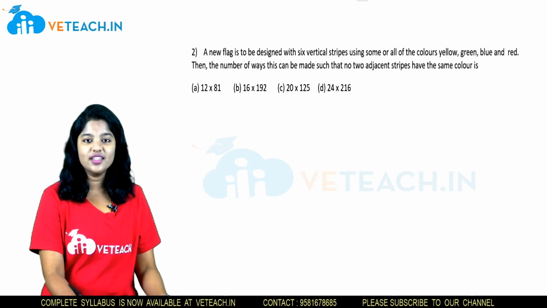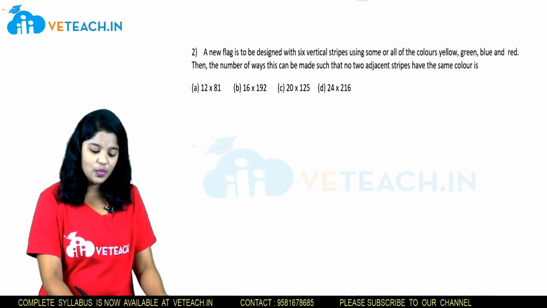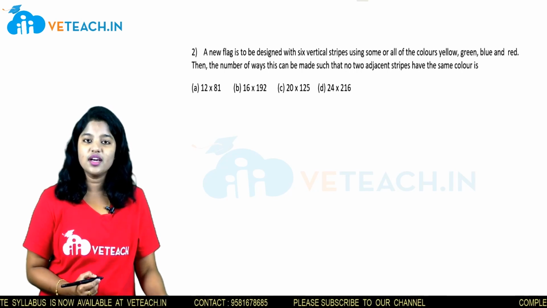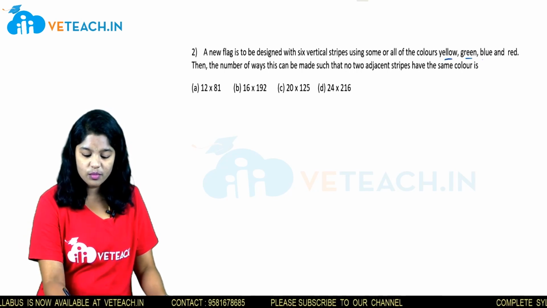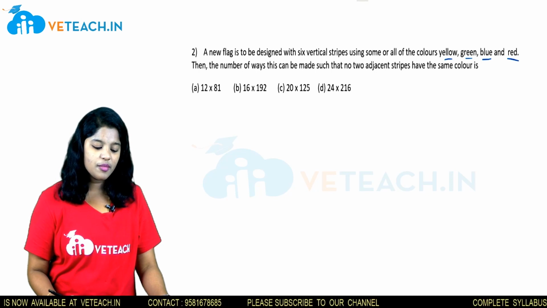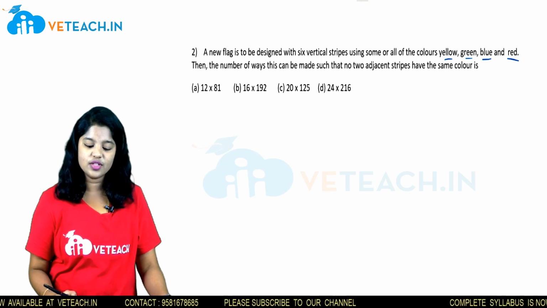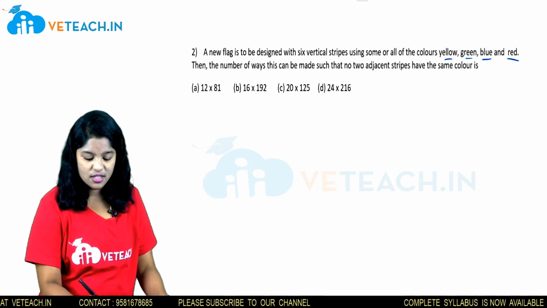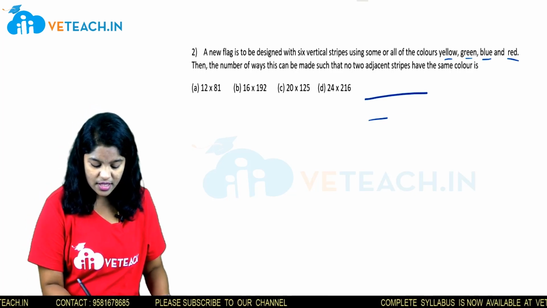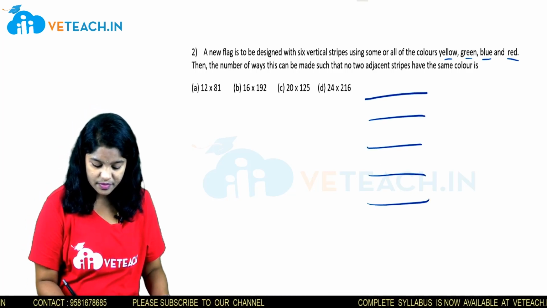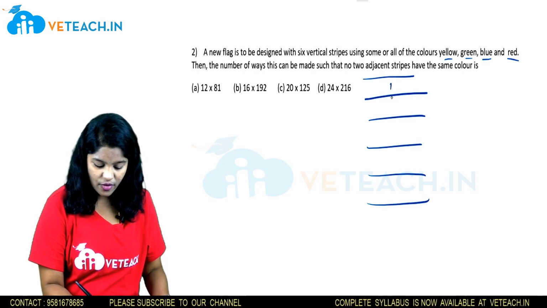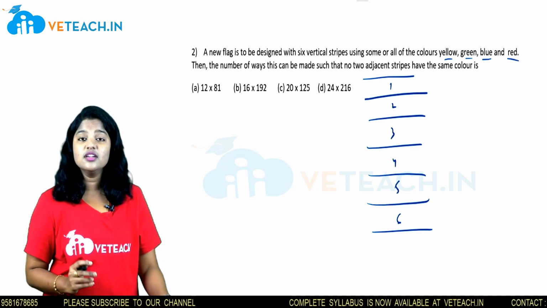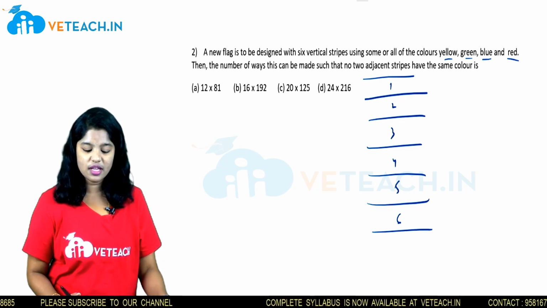See the next question. A flag is to be designed with 6 vertical stripes using some or all of the colors yellow, green, blue, red. Then the number of ways this can be done such that no 2 adjacent stripes have the same color is? So total 6 stripes are there: first, second, third, fourth, fifth and sixth. No 2 adjacent stripes should have the same color.